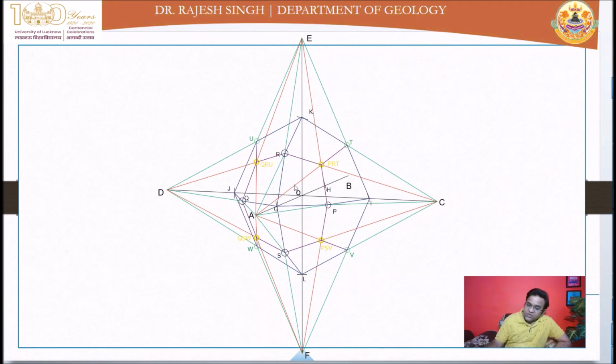So you can say this face is intersecting all three axes, the A1 axis at unit distance, and the A2 and A3 axes at twice the distance. So the symbols will be 1 by 1, 1 by 2 and 1 by 2, and the Miller indices will be 2, 1, 1. So this face will have Miller indices 2, 1, 1.